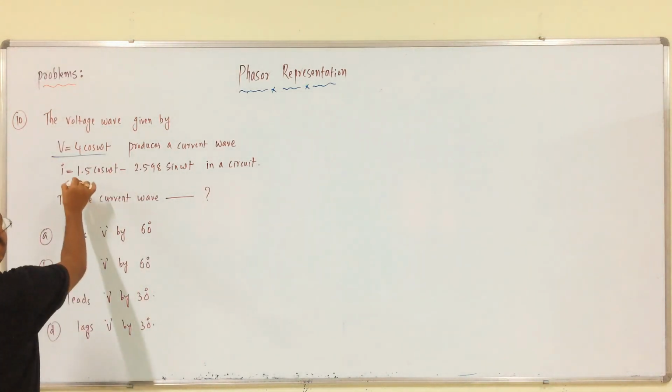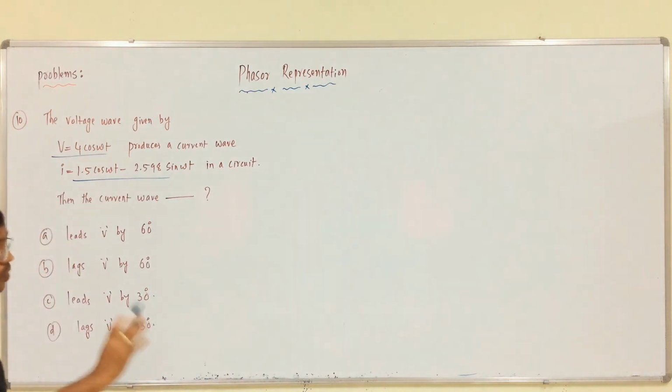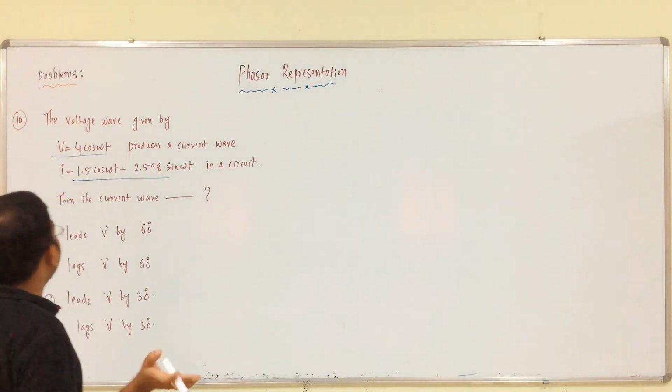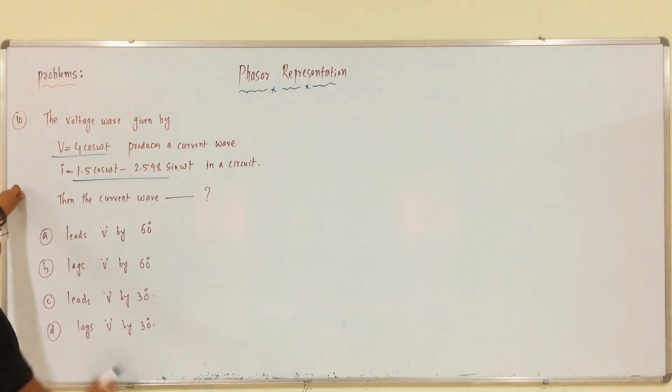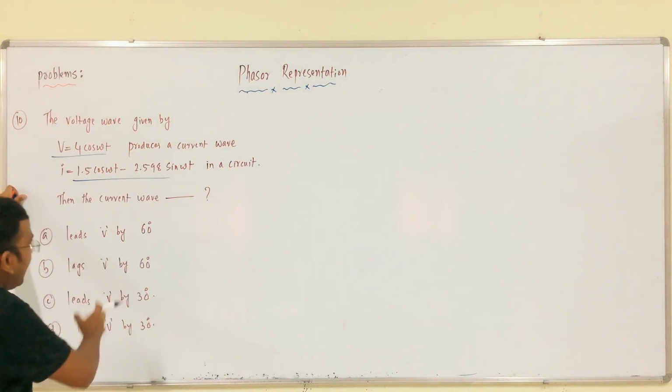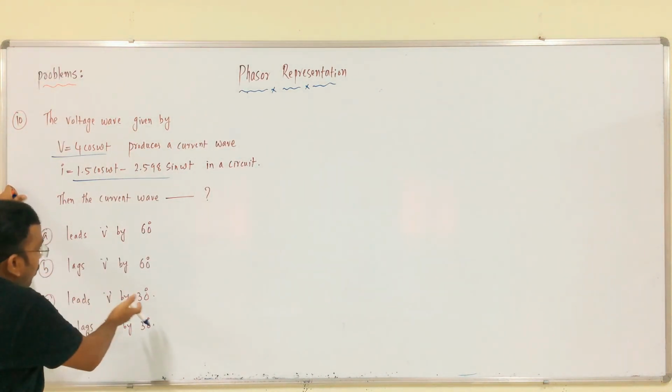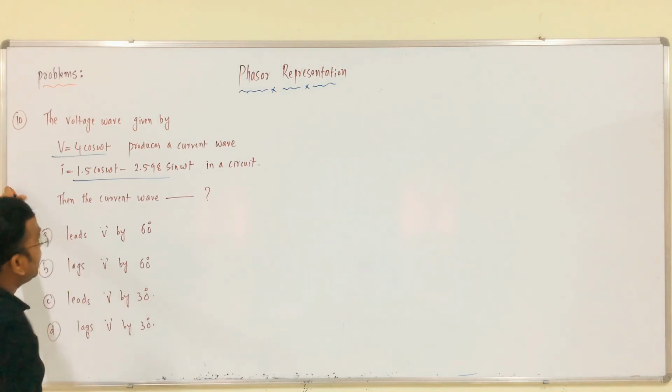The voltage wave is given by V cos omega t, that is 4 cos omega t, and the current is what? 1.5 cos omega t minus 2.598 sin omega t in a circuit. Then the current wave leads voltage by 60 degrees, lags voltage by 60 degrees, leads voltage by 30 degrees, lags V by 30 degrees.